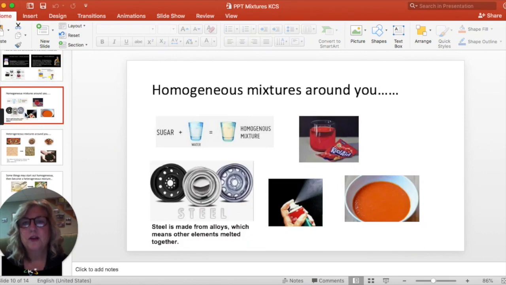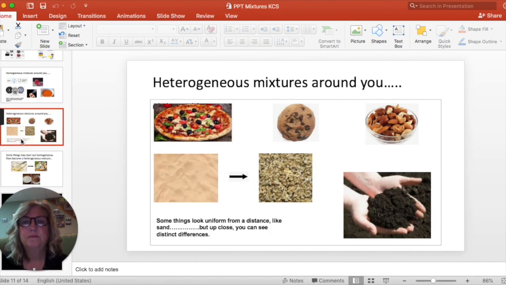Homogeneous mixtures around you may be sugar and water, sugar water. That would be a homogeneous mixture, and of course if you added tea to that, that would still be a homogeneous mixture. Steel, these tire rims are an example of steel. Steel is made from alloys, which means other elements are melted together. Kool-Aid, hairspray, and tomato soup are all homogeneous mixtures.